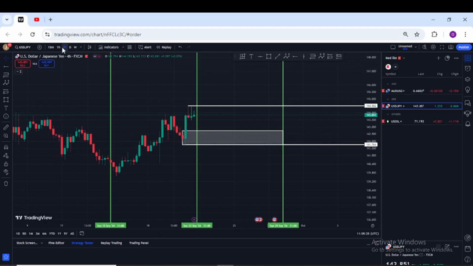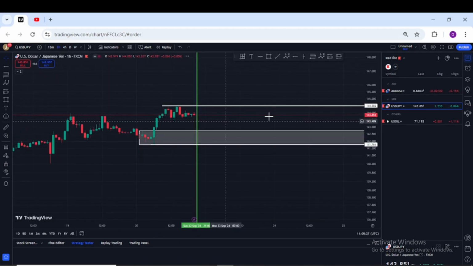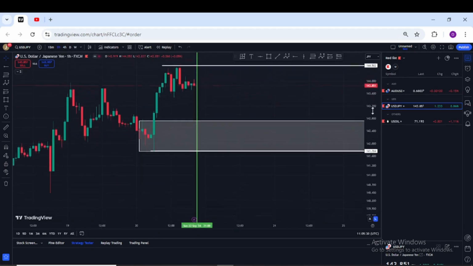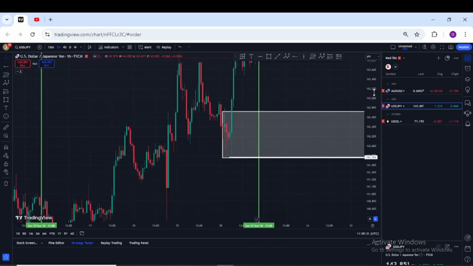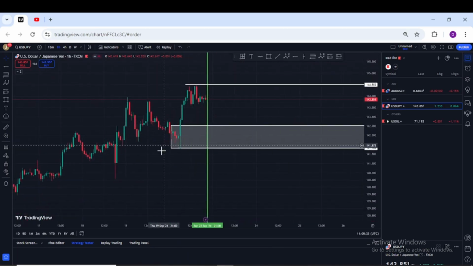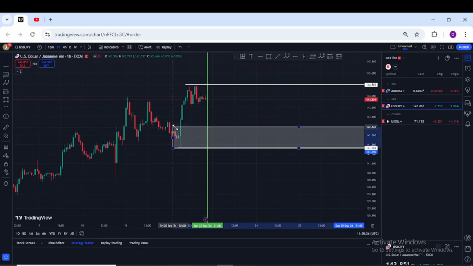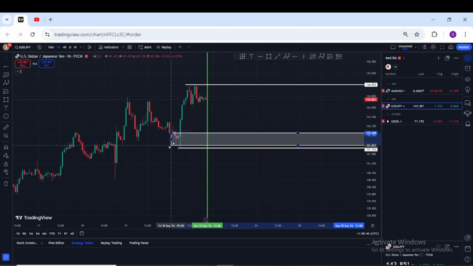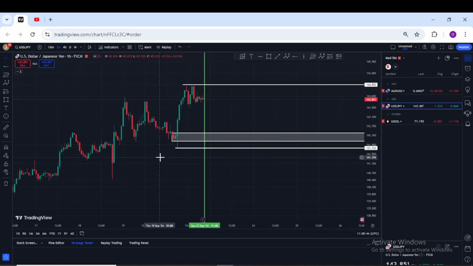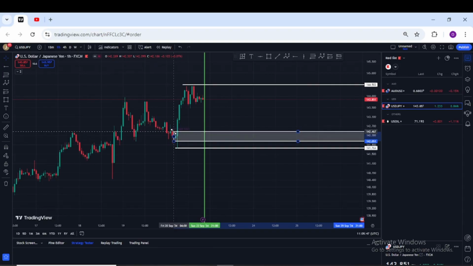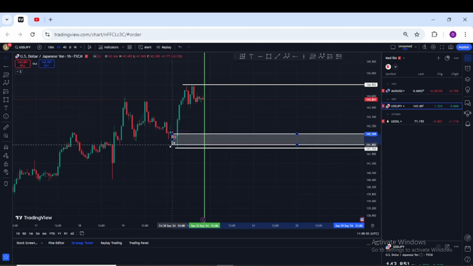Then I go to 1 hour. I can refine the demand zone here. So I'm going to refine this. Okay. The box should be here. Yup, something like this. Let's leave it there like this.